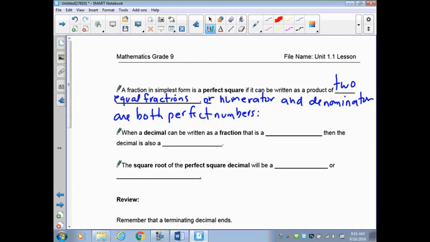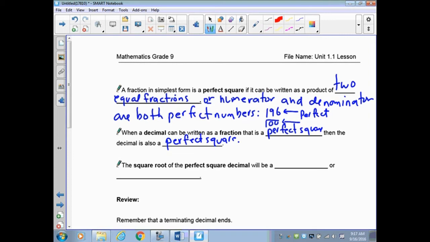Okay, and to do that, go back to 196 over 100. Both of these were perfect. So that means that that is a perfect fraction. Now the decimal is a perfect fraction. Sorry, when a decimal can be written as a fraction like that, that is a perfect fraction. Or perfect square, sorry. And then the decimal is also a perfect square. I guess you'd call it a perfect decimal, but this works.